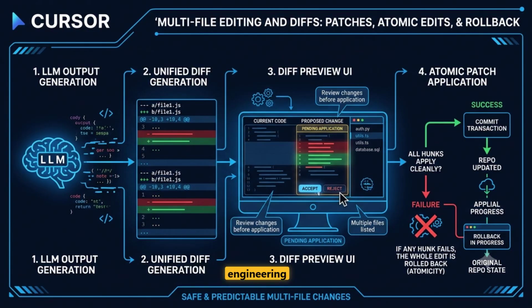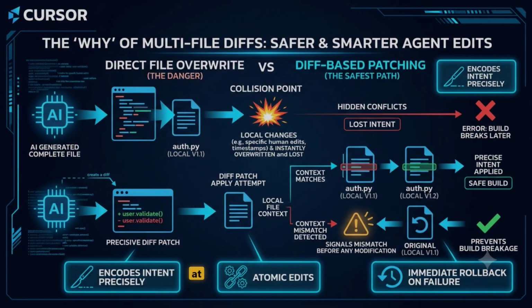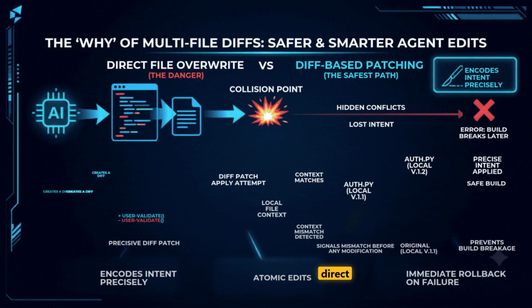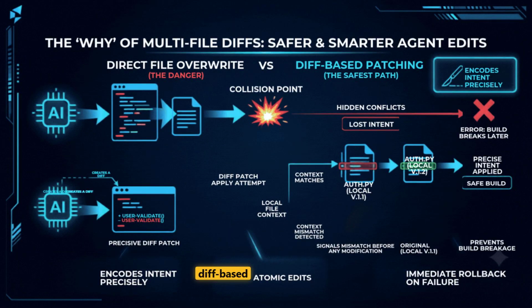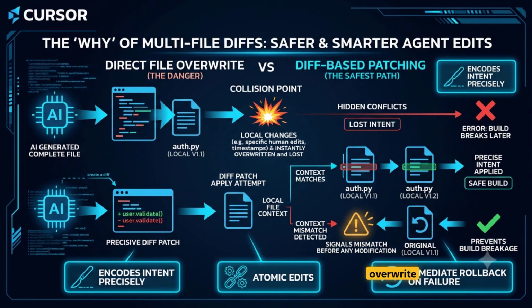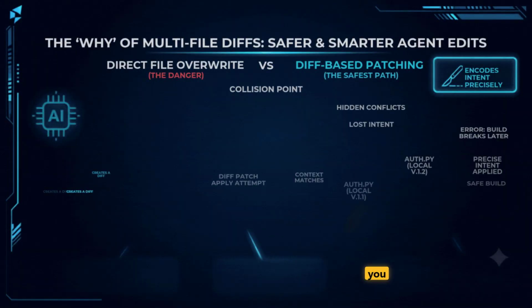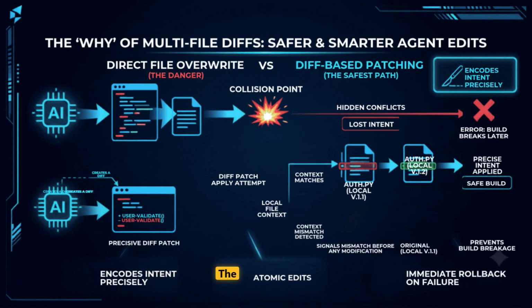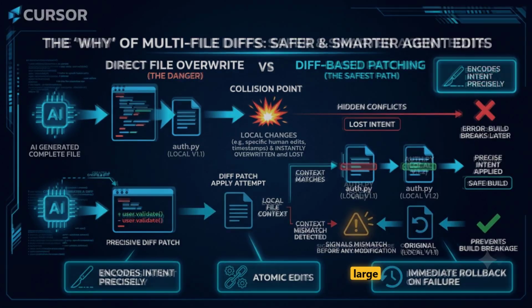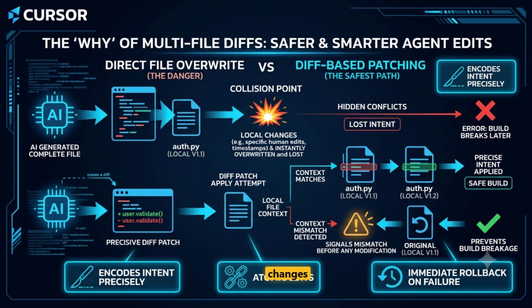Now let us talk about the engineering constraint that made this design the only right call. Look at the left side, comparing direct file override versus diff-based patching. Think of direct override like performing surgery with a chainsaw. It cuts through everything, including critical human edits you just made locally. The collision point shows a large red explosion where local changes are lost instantly, ensuring the build breaks later.